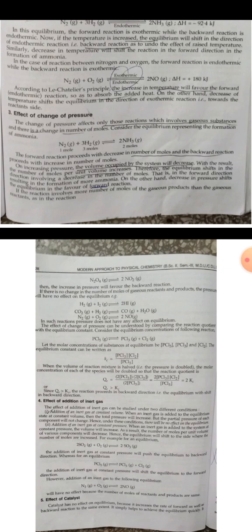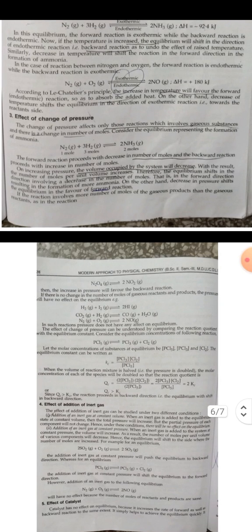After balancing the chemical equation, we know that on the reactant side the total number of moles is 4, and on the product side the total number of moles is 2. So we can say there is a change in the number of moles when the reaction is carried out. This reaction will therefore be affected by the change of pressure, meaning the equilibrium state is also affected. How is it affected?